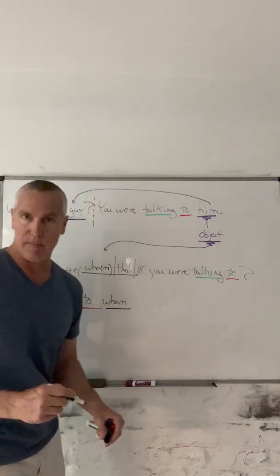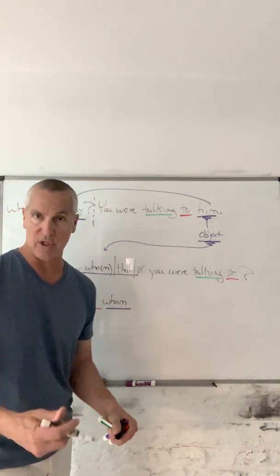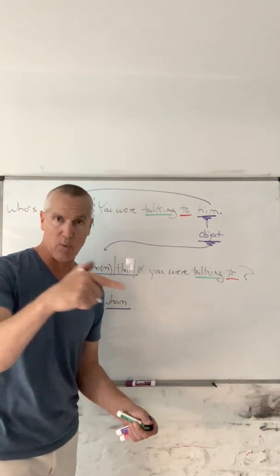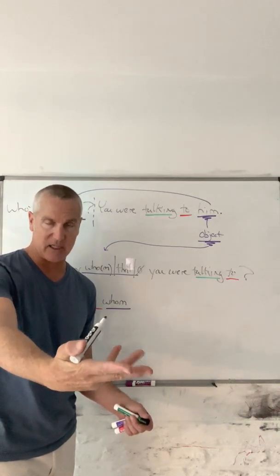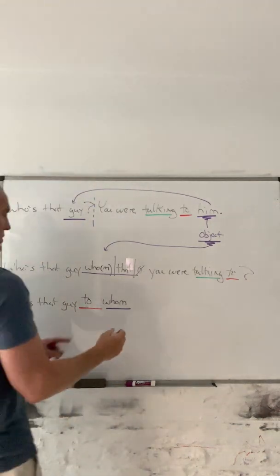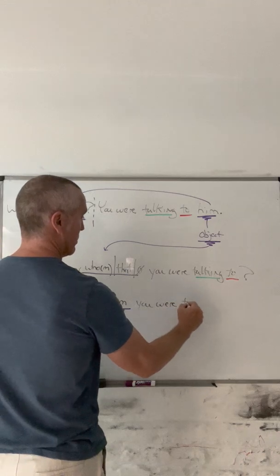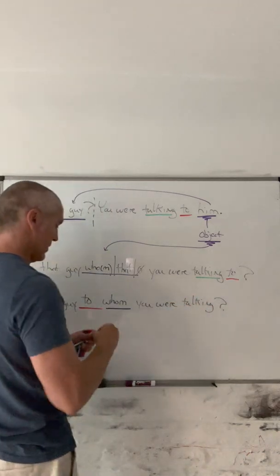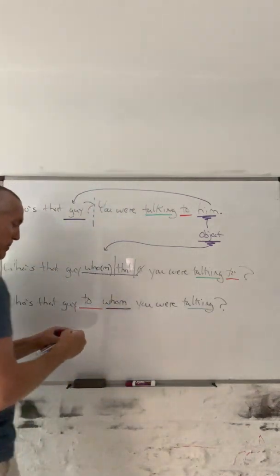It cannot be who or that or no pronoun. Only whom. Just like the last example, when it's a thing or an animal, only which. When it's a person and the preposition introduces the adjective clause, it can only be whom. So it's like this. Who's that guy to whom you were talking? And so again, there's that verb. This is the only way we can separate the verb preposition.